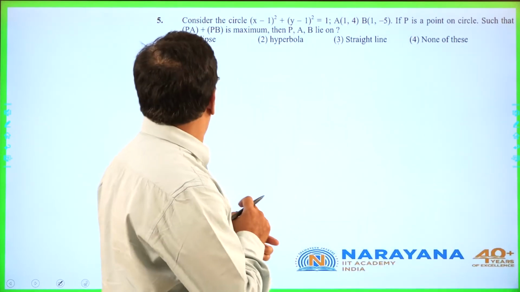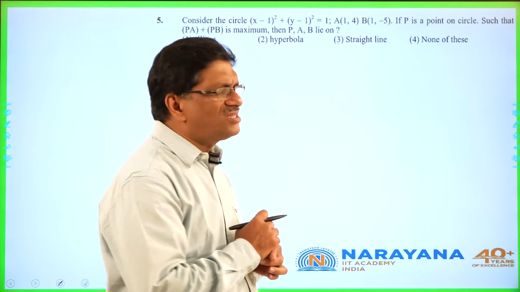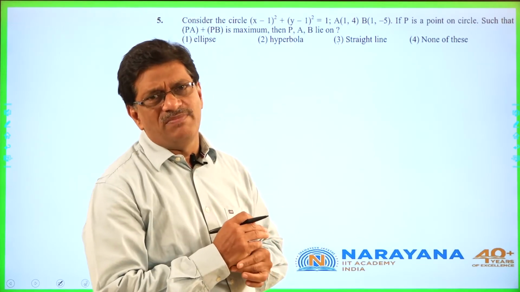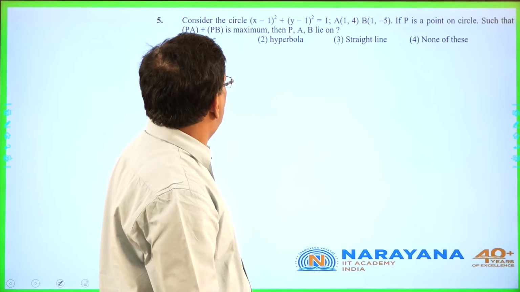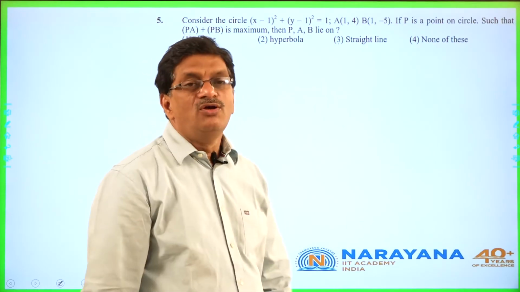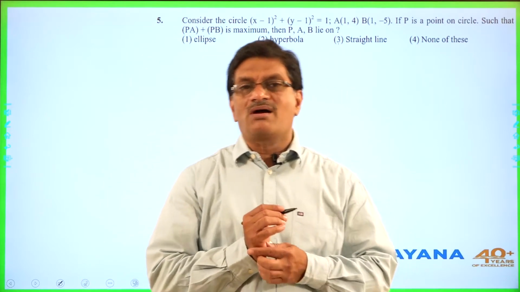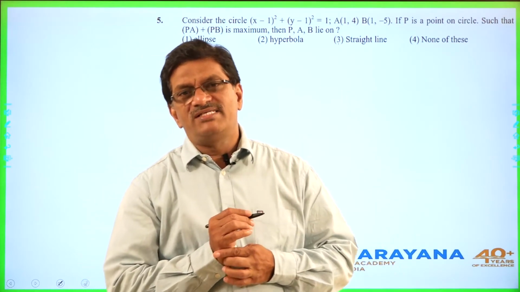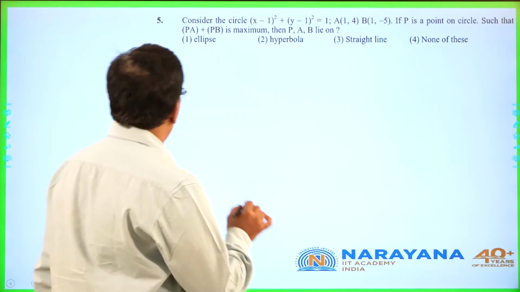I think you would have given PA square plus PB square. Nothing will happen even if he has given PA, PB also. So consider the circle (x minus 1) whole square plus (y minus 1) whole square equals 1. You mean it is a circle centered at (1, 1) with a radius of 1 unit. Right? It will be like this.